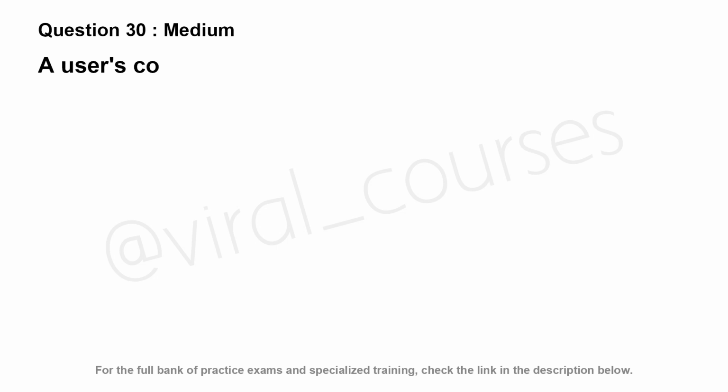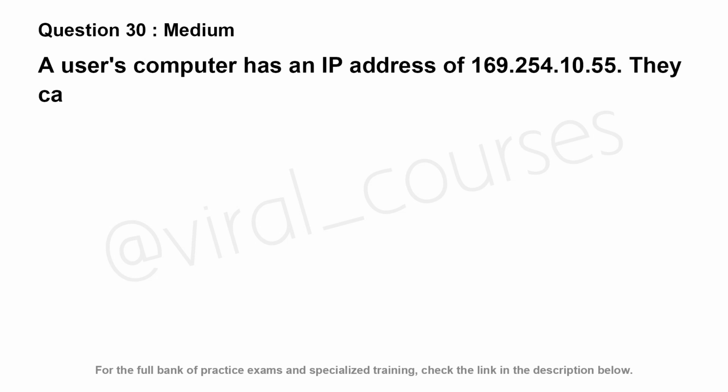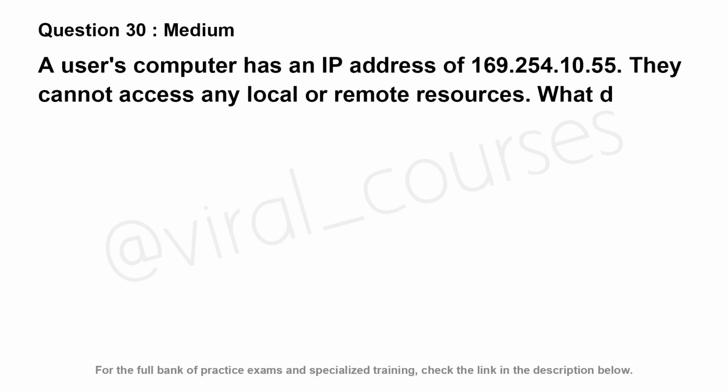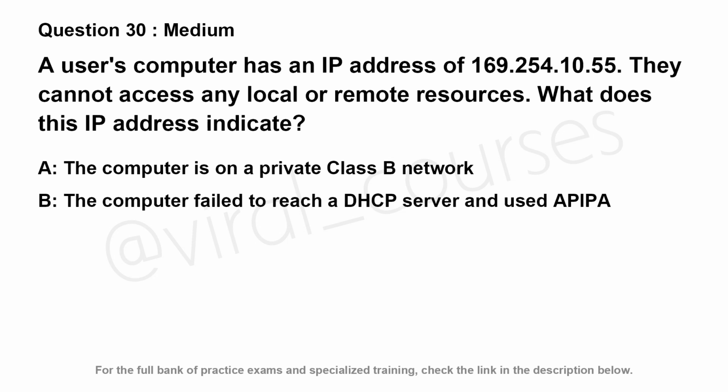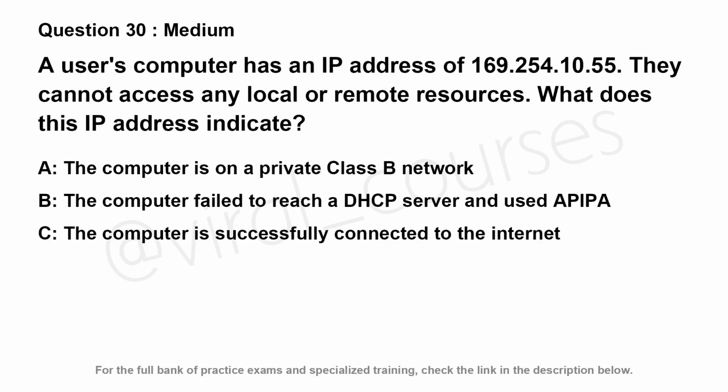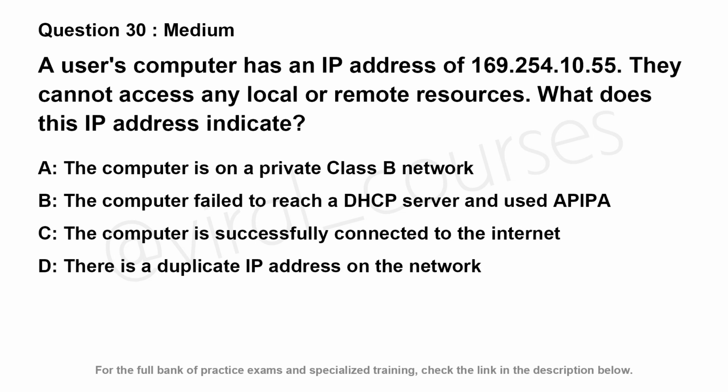A user's computer has an IP address of 169.254.10.55. They cannot access any local or remote resources. What does this IP address indicate? Option A, the computer is on a private Class B network. Option B, the computer failed to reach a DHCP server and used APIPA. Option C, the computer is successfully connected to the internet. Option D, there is a duplicate IP address on the network.